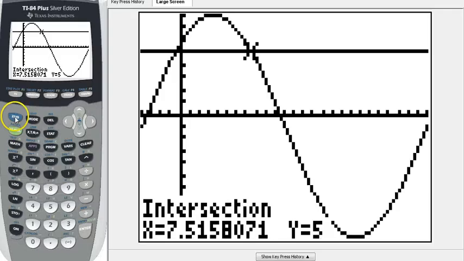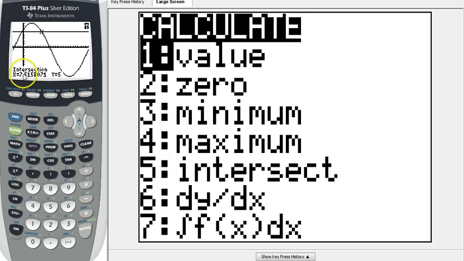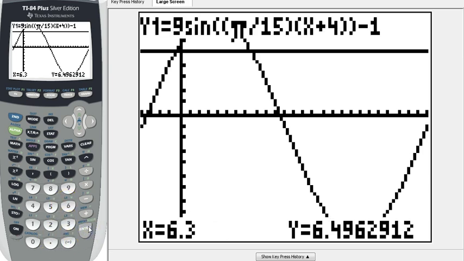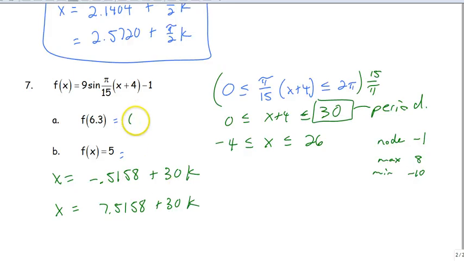And finally, we can solve for f of 6.3. That's saying I know what x is. The other thing you could do is you could actually do a value on here if it's on your screen. But we know that it is because our range is from 0 to 26. You can hit second trace value, and I want to know the value when x is 6.3. Now it has to be showing up on your graph though, okay? And you get 6.4963. So that's number 7.